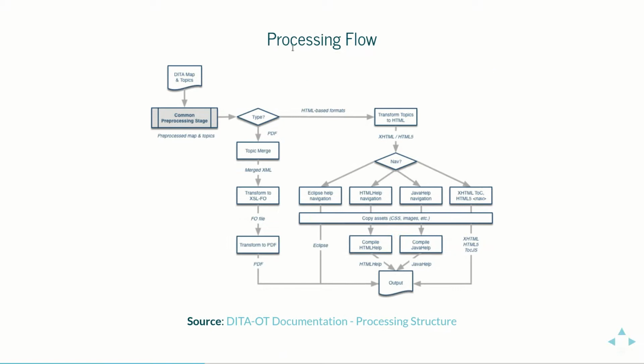So basically the DITA processing is that you give all the DITA maps and topics to the DITA Open Toolkit. And there's a pre-processing phase. In this phase, the common processing is done, and after the pre-processing phase, it's determined whether it's a PDF output or an HTML output, and then a lot of things happen. And at the end, you have an output document. So all this happens in the DITA Open Toolkit.